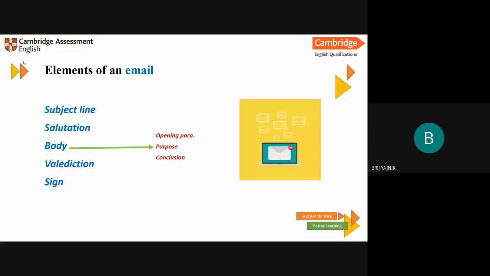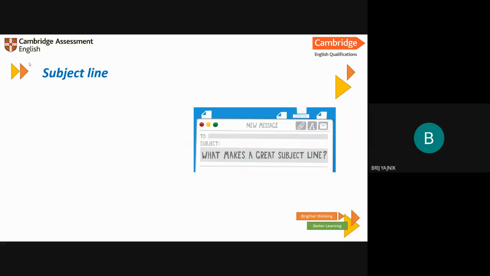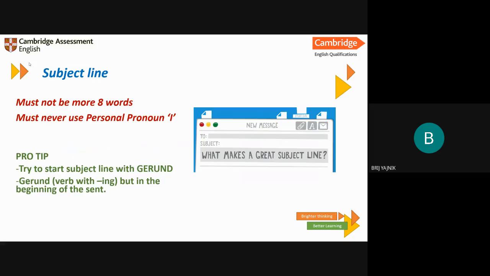But in the first section, we talked about the subject line and we discussed these two important rules. We discussed thoroughly that there should not be more than 8 words. We all even agreed that a subject line can never be more than 8 words. It is impossible to have a subject line with more than 8 words. We also discussed that a subject line can never use the personal pronoun I. Now, this is very important.